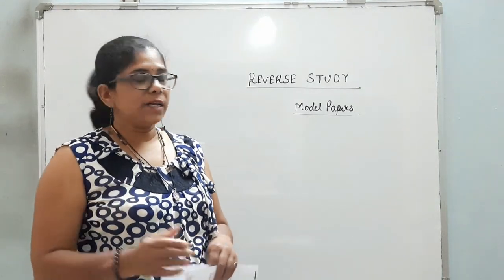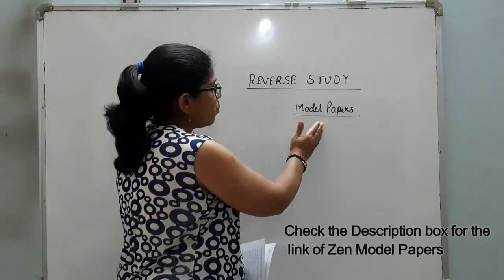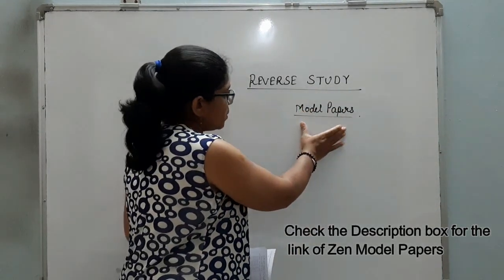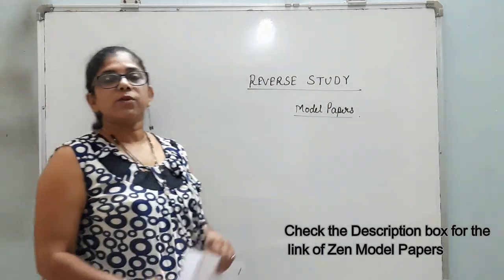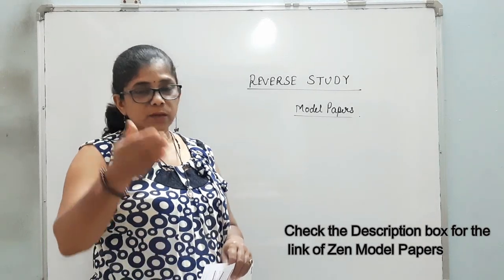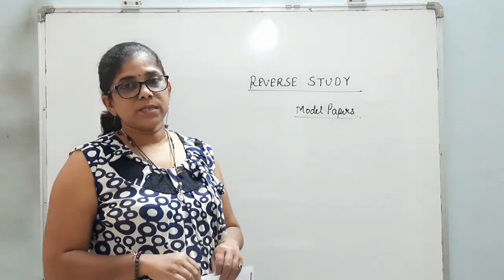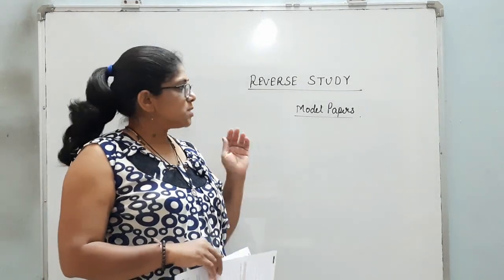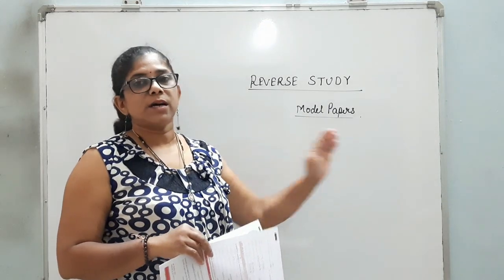So study the reverse pattern, that is what you do: study the model paper, study the pattern of the paper, and according to that you decide which questions you have to give stress. And I think for other questions, if you just make the formula list, you will easily understand how to study for your board exam. So don't waste time studying each and every chapter thoroughly at this last moment.